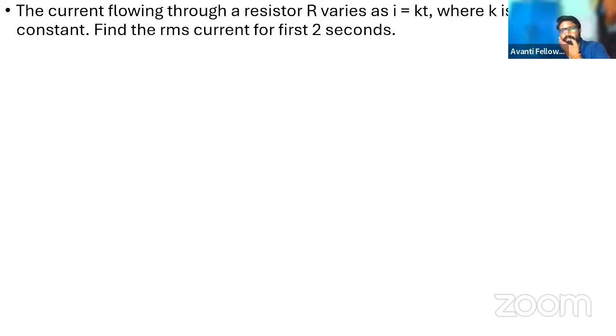Now this one. The current flowing through a resistor capital R varies as I is equals to KT, where K is the constant. Find the RMS current for first 2 seconds. So here we have I is equals to K into T. Got it? And we have to find out the value of RMS current for 2 seconds. देखो यहाँ पे we cannot use the same formula. We have to integrate it because here the current expression is given in a different way.